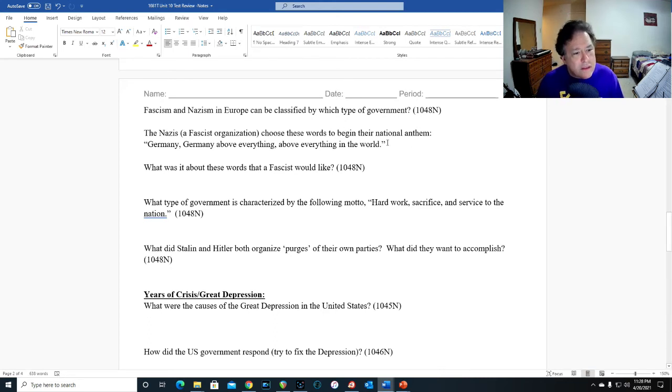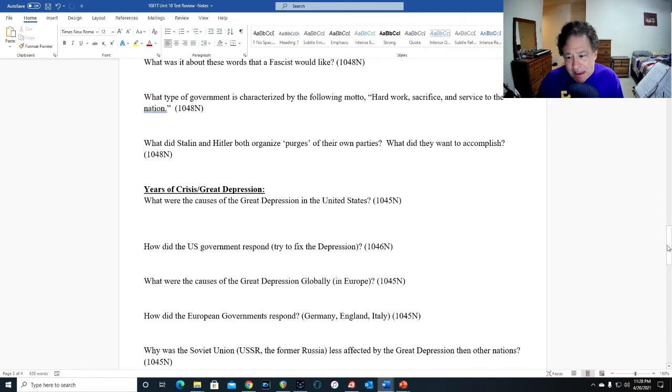And so what type of government is characterized by the motto, hard work, sacrifice, and service to the nation? And again, that is going to be fascism. The nation is the most important thing. The state is the most important thing. It demands your hard work, your sacrifice, and your service.